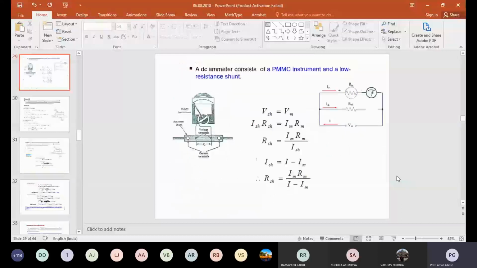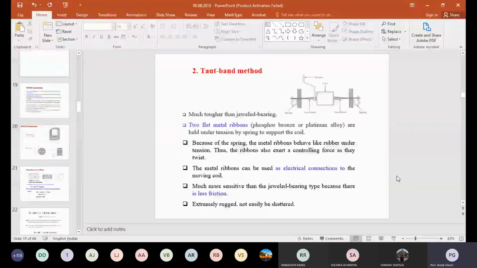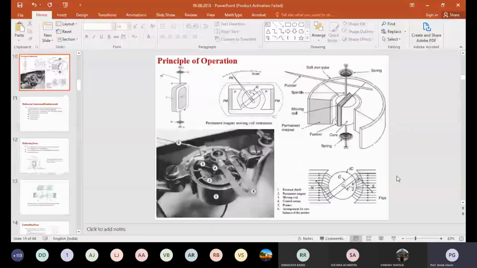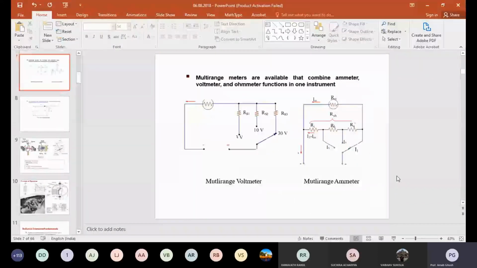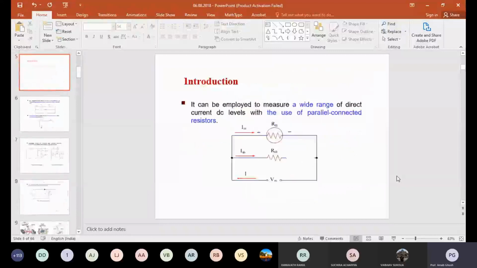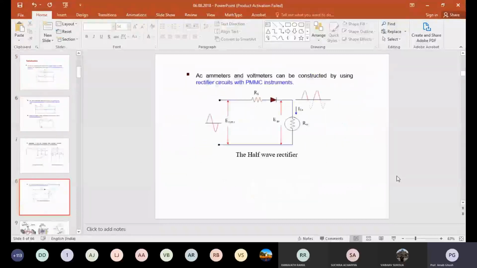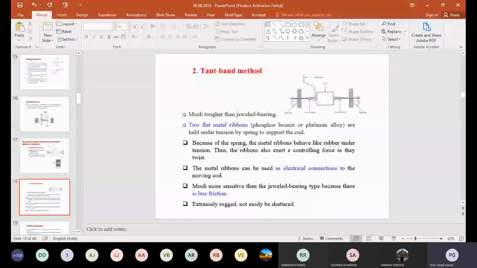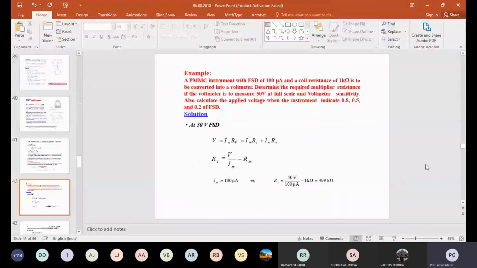I have already discussed the basic concept of the PMMC instrument, the torque equation, construction, the different types of damping in the PMMC instrument, then basic operations, and multi-ranging operations of the PMMC instrument for measurement of DC as well as AC. I hope my lecture is beneficial for you. If you have any other queries or doubts, you can ask me.